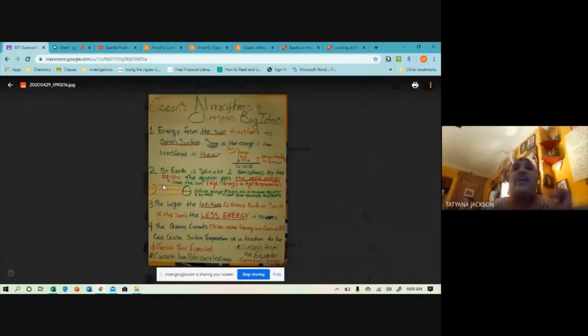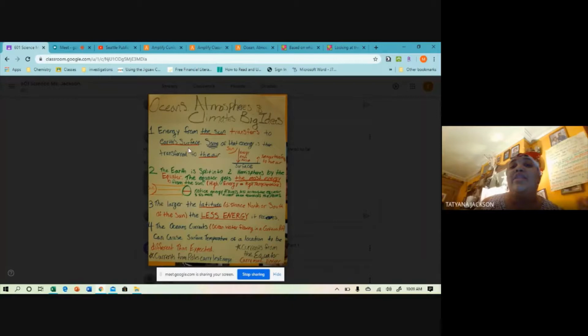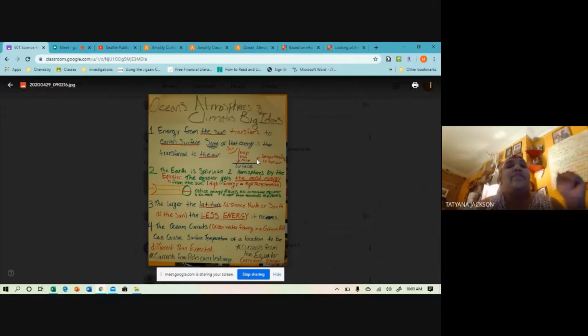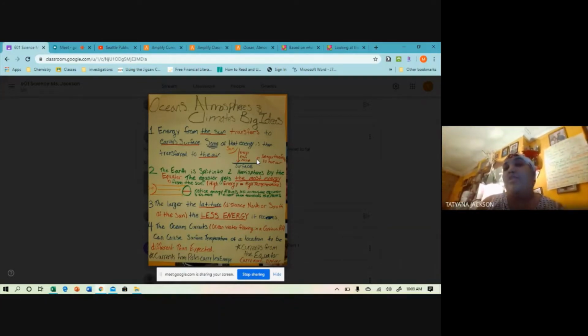So we learned that energy from the sun transfers to the Earth's surface, right? And then that energy is then transferred to the air. Do you remember that? That was in our first lesson. We looked at the rocks and we saw that above the rocks, it got warmer, whereas the air where there was no surface stayed the same. So we need that surface to transfer that energy to the air. Everybody with me?